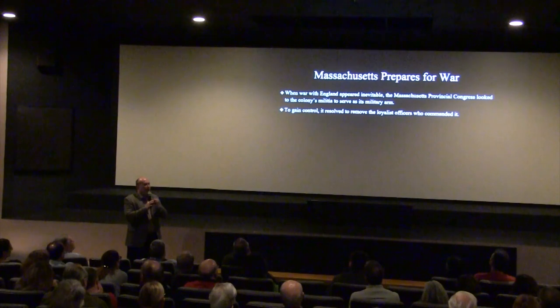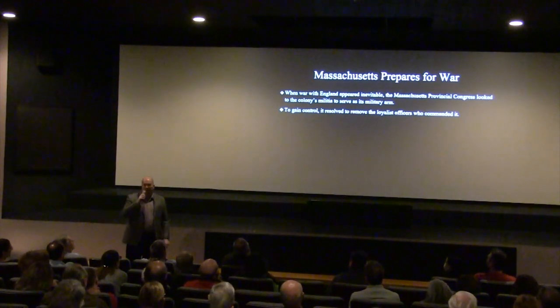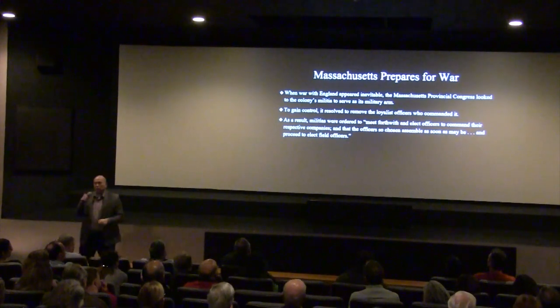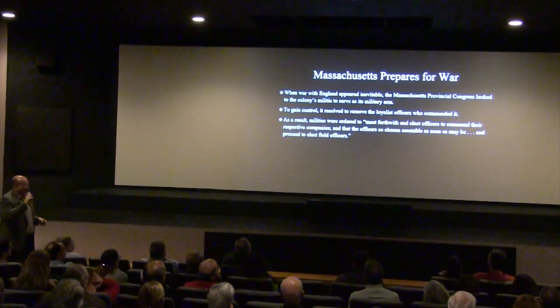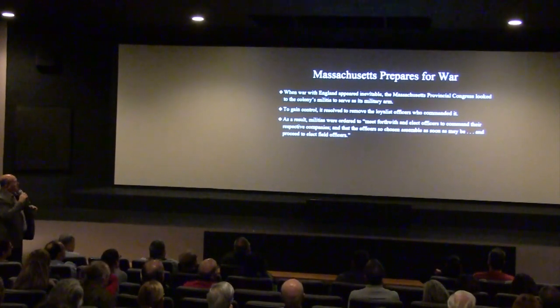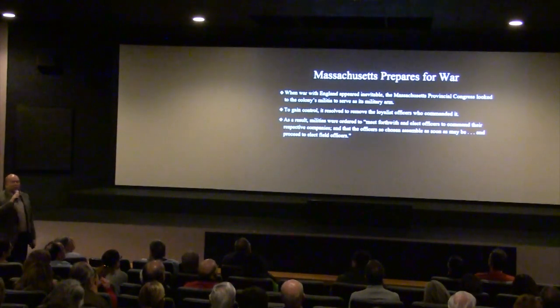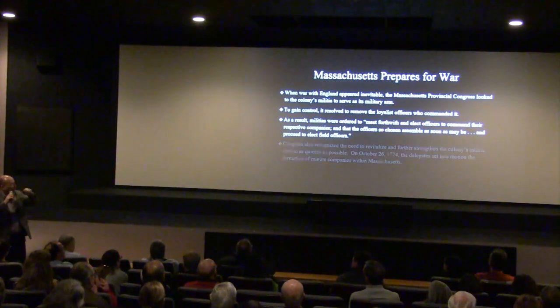You have to strip from the militia every loyalist officer there is. As a result, militias were ordered to meet forthwith and hold elections, vote them out. And they were chosen to elect officers who were loyal to the Massachusetts cause.